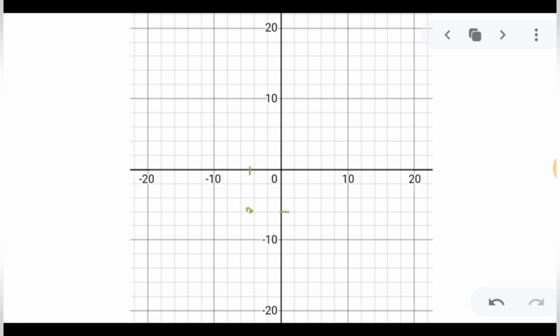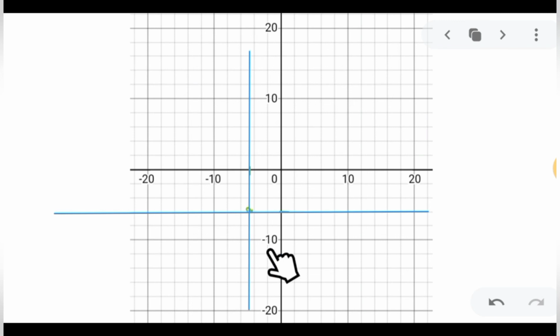That is the point. And then draw a line so you won't get confused. Therefore, this is the center, negative 5 and negative 6. Here, your center is here.